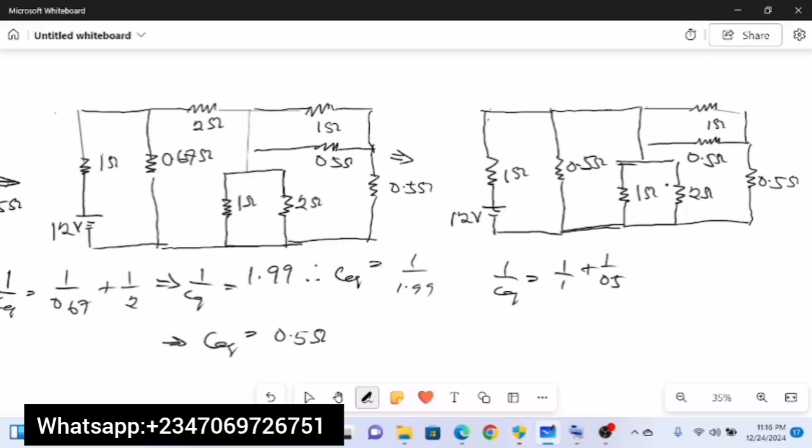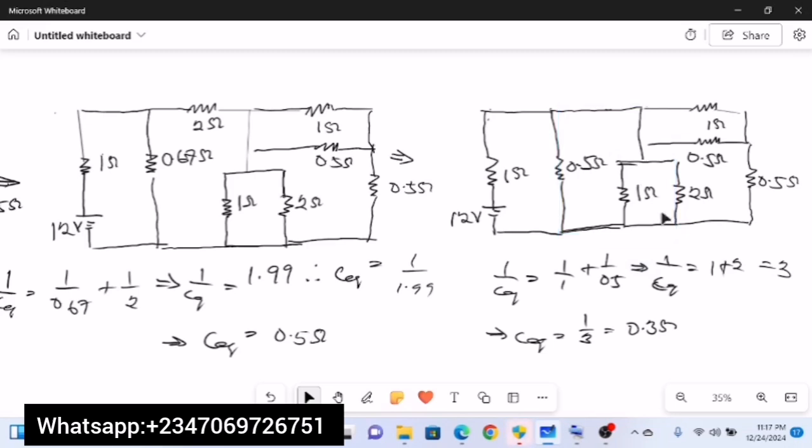So 1 over R equivalent is equal to 1 over 1, which is 1, plus 1 over 0.5, which is 2, and this gives us 3. So to find the equivalent resistance, you take the reciprocal of 3, that becomes 1 over 3, and 1 over 3 is approximately 0.3 ohms. So between these two resistors, the equivalent resistance is 0.3 ohms. We'll further break the circuit and it will have a new look.